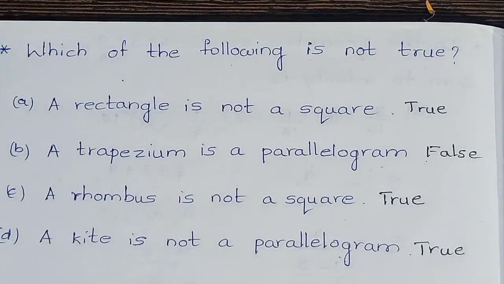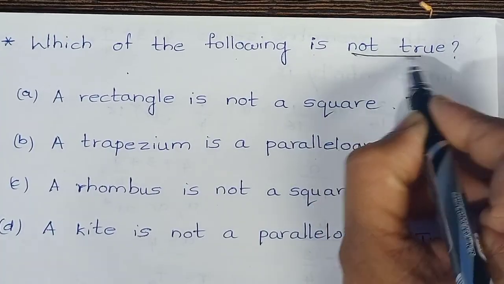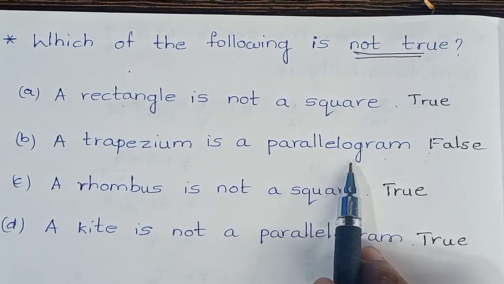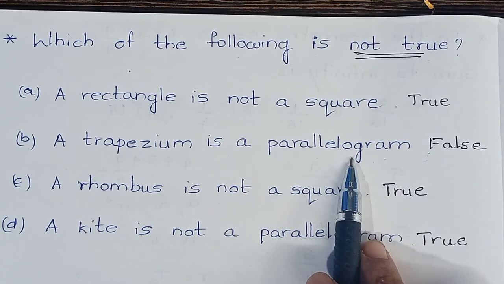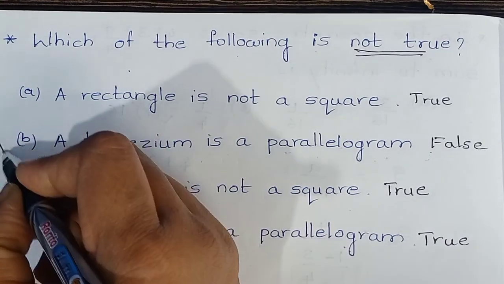In the question, what have they asked? Which of the following is not true? Means they are asking which one is the false statement. Here, option B is the false statement. Therefore, a trapezium is a parallelogram is the answer.